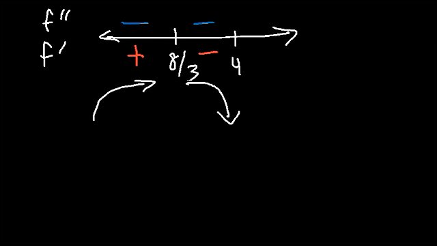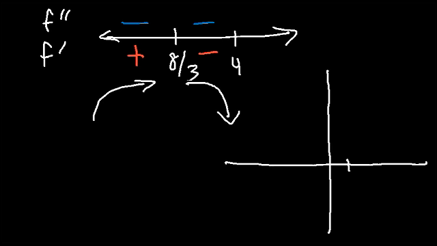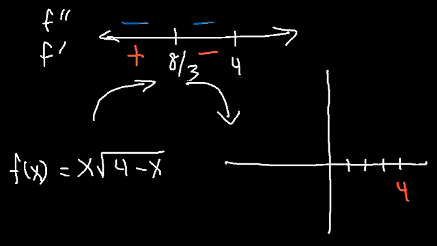Now let's see if we can put this together. So we know that the domain is restricted. X cannot be greater than 4. The function stops at 4. Now remember, the original function is x times the square root of 4 minus x. So the function includes 4.